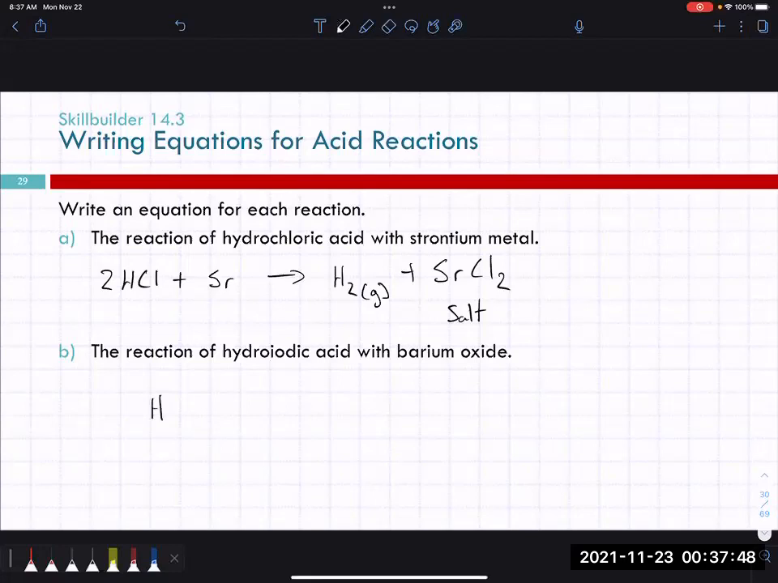So, a reaction of hydroiodic acid with barium oxide. Hydroiodic acid plus barium oxide. Now what's one of our products going to be? Or what will both of our products be, for that matter?